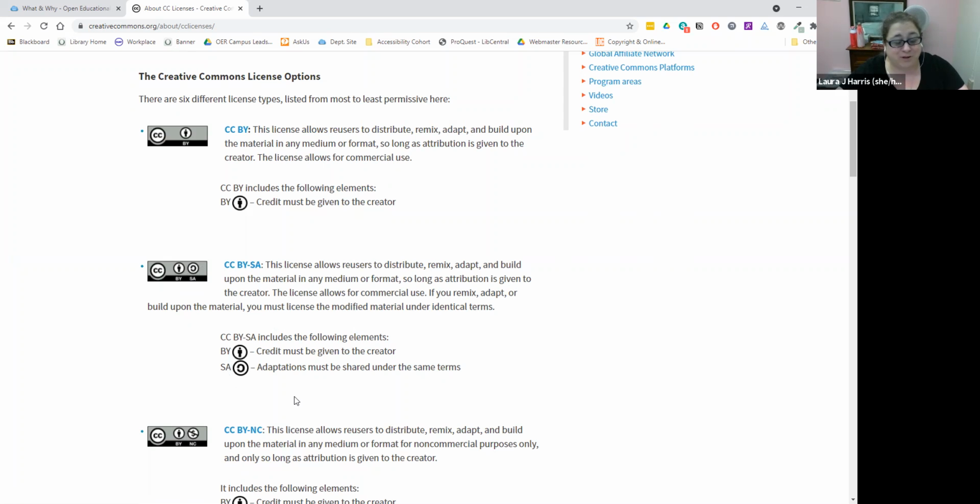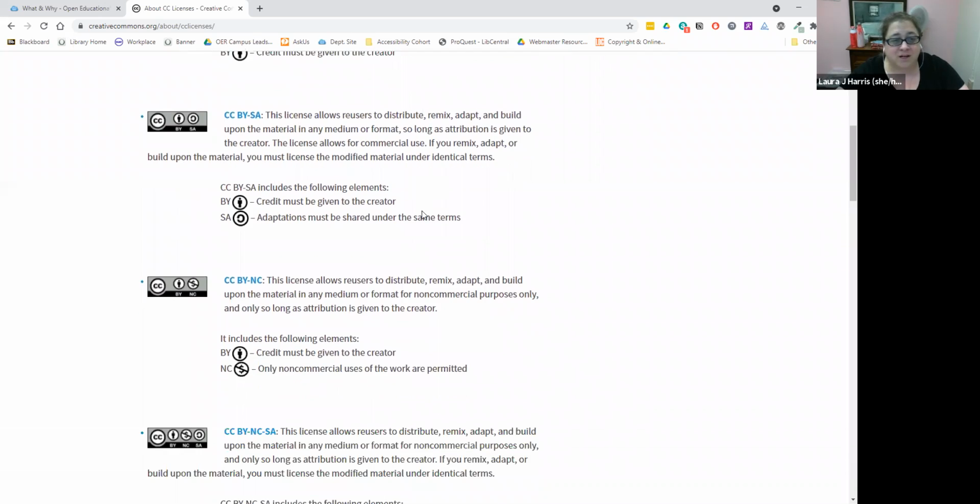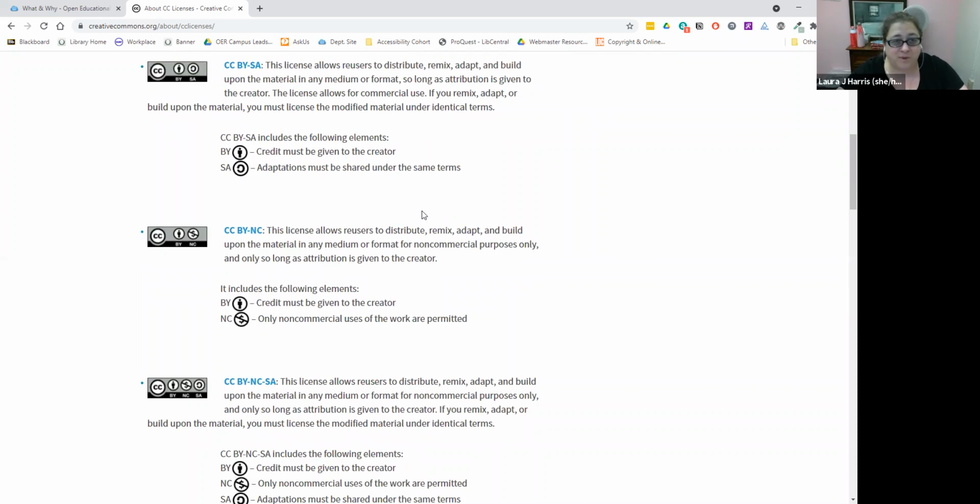And let me just go back, because I realized I forgot a very important point about attribution. Basically, if it has a CC BY license, you can do anything you'd like with it. You can modify it, add to it, combine it with other things, distribute it, make a zillion copies. You can even sell it. You just need to make sure that you are giving attribution to the original creator. So we talked about the share alike.